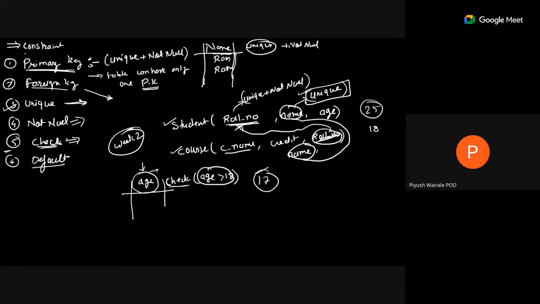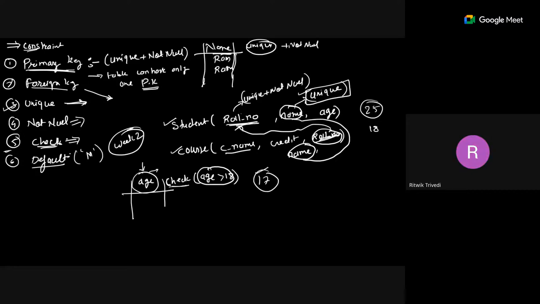Okay, any doubt from constraint part? So what is the default one? Default is any default value you want to put. Suppose you are inserting records, you can give some default value for whatever record you insert. You just want to insert M for male, if you are using that particular table for male candidates only. So it will take whatever default value is provided in the condition.